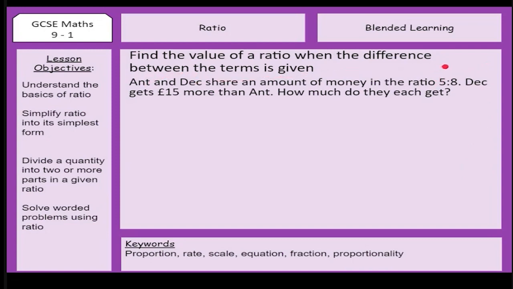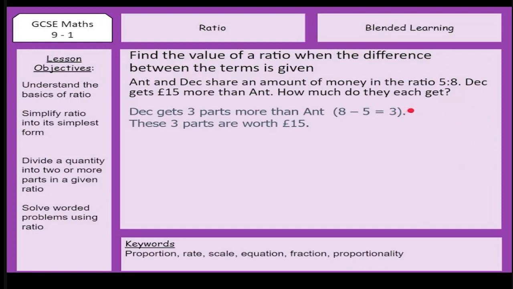So Ant is 5, Dec is 8. So 8 take away 5 would give me the difference. Remember, difference is biggest number, take away smallest number, which would give me 3. So there's a difference in 3 parts. Okay, Dec gets 3 parts more. Now that 3 parts is equal to £15. Because it says Dec gets £15 more. He's got 3 parts more, so 3 parts is £15.